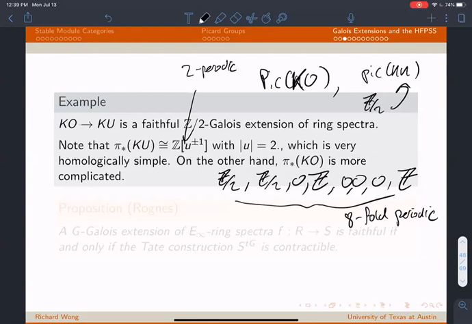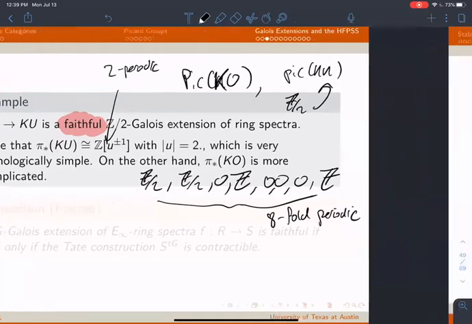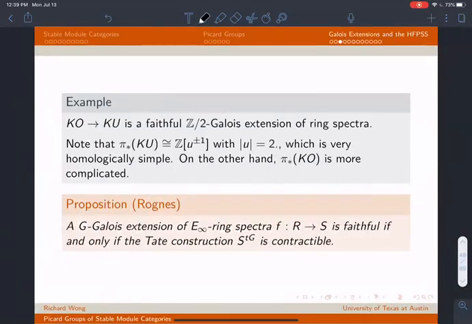So I won't prove that it's a Galois extension, but I'll give some evidence for why it is Galois. What I will prove is the fact that it's faithful. So how do you check faithfulness of ring spectra? Well, the proposition due to Rognes, who, by the way, came up with the idea of a Galois extension of ring spectra, is that it's faithful if and only if the Tate construction is contractible. And this is a much nicer thing to check because we can calculate using the Tate spectral sequence.